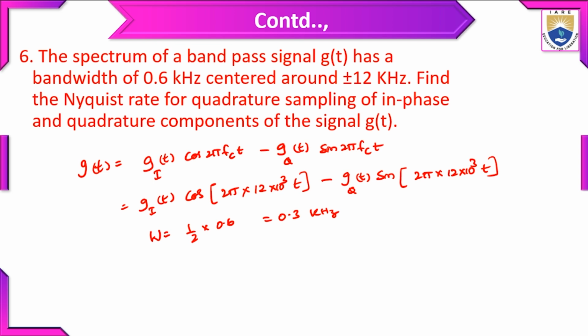So the Nyquist rate, here they ask to find the Nyquist rate. The Nyquist rate for the in-phase and quadrature component is therefore fs equal to 2W. So what is my W? 0.3. So 2 into 0.3 gives 0.6 kilohertz. So this is the sampling frequency or Nyquist rate. Okay.